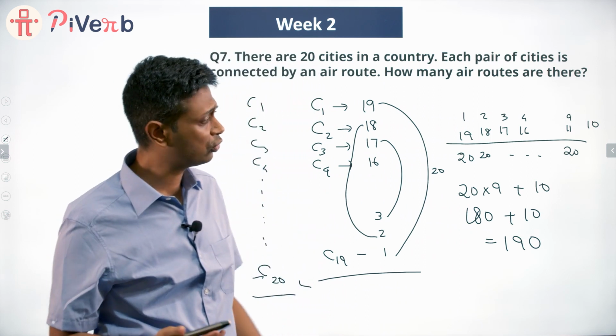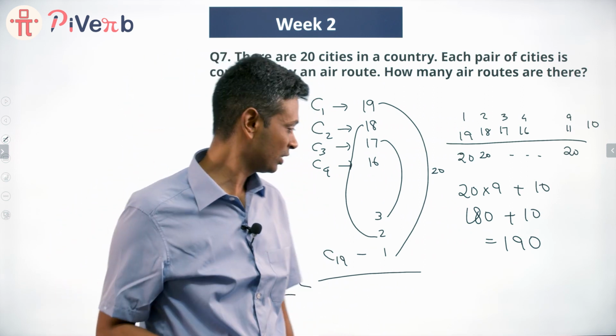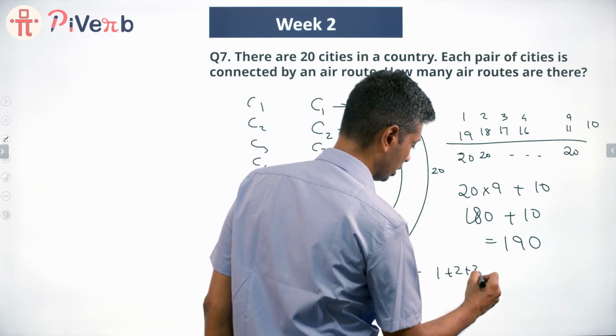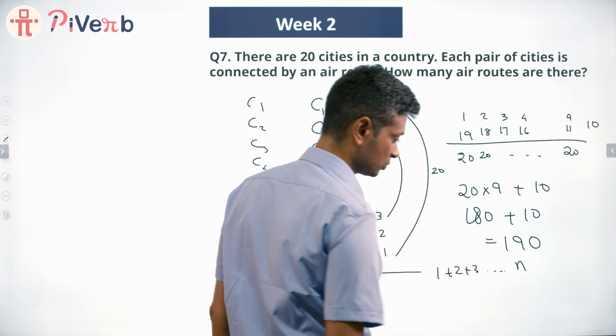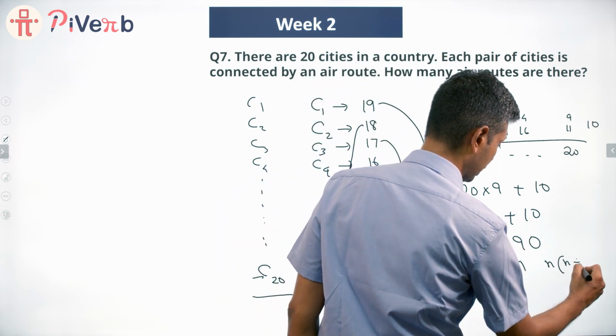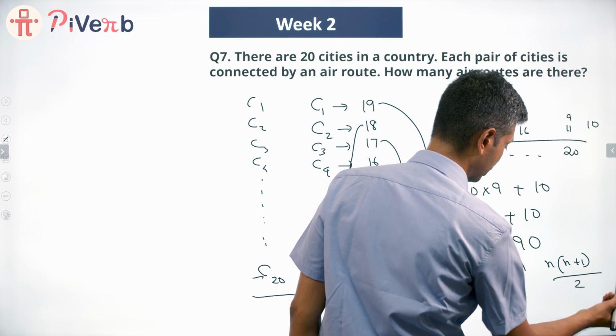And so there's a beautiful formula for this. I'm going to give you that formula also. Whenever you're adding natural numbers, 1, 2, 3, all the way till n, the sum of all natural numbers till n is n into (n plus 1) by 2.